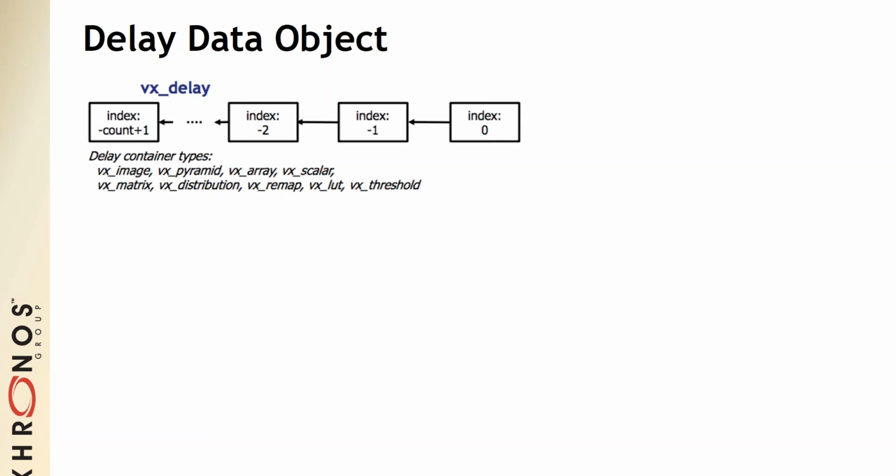Delay object, it looks like a ring buffer maintained by the system, though the spec doesn't say it is a ring buffer. I'm just giving you an analogy to make it easy to understand. This object can maintain any kind of OpenVX data object with a few restrictions. You cannot have delays inside another delay.